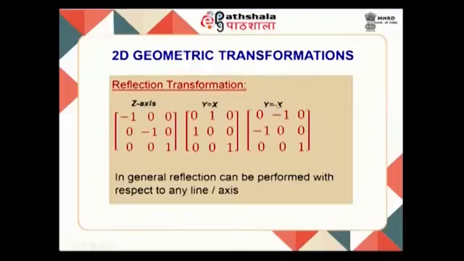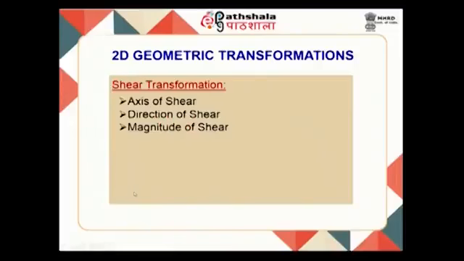And the other direction is y is equal to minus x. Y is equal to minus x is a line that is exactly perpendicular to the y is equal to x line and also passes through the origin. So, for this the reflection matrix is 0 minus 1 0, minus 1 0 0 and 0 0 1. So, in general we can perform reflection with respect to any general direction in space.